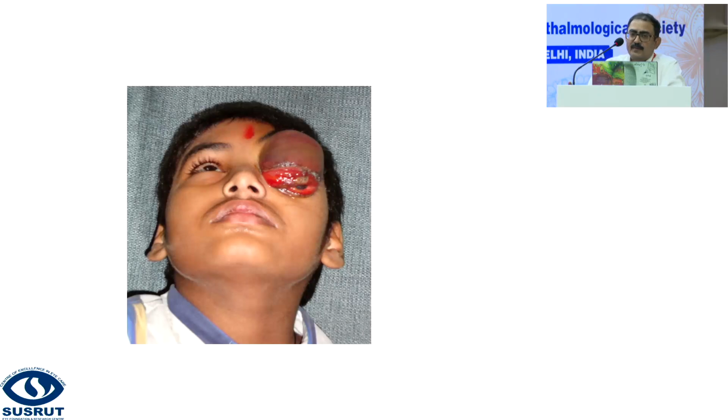Same location, superior orbit. The globe is pushed down. We're not able to see the fundus in the left eye, but the right eye fundus was normal. Could be. Alveolar sarcoma would be slower growing. So I'll tell you what happened. We posted him for an incisional biopsy the very next day.